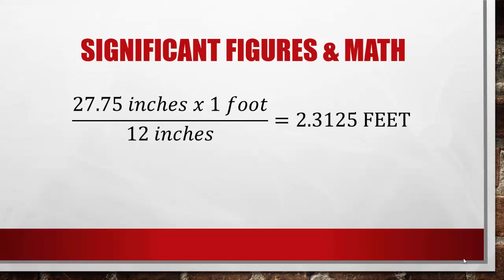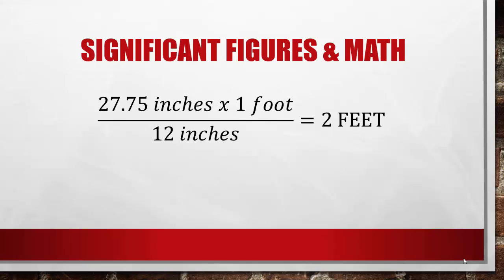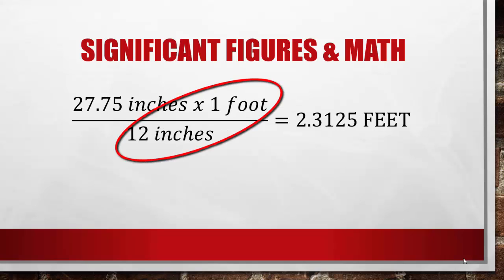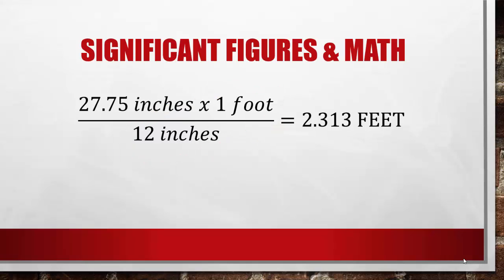But you notice on the left-hand side of the equation, none of those numbers has 5 significant figures, so this cannot be the answer. You take a look and you go, oh, 1 foot has 1 significant figure, so the answer should have 1 significant figure, so it rounds to 2 feet. But that's incorrect. Why? Because 1 foot over 12 inches is a conversion factor. Conversion factors have an infinite number of significant figures. They are a defined number. So the 27.75 with 4 significant figures is the least number of significant figures, because 4 is less than infinite. So the answer rounds to 2.313 feet.